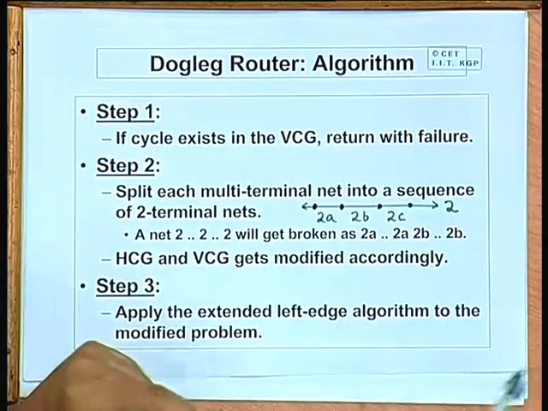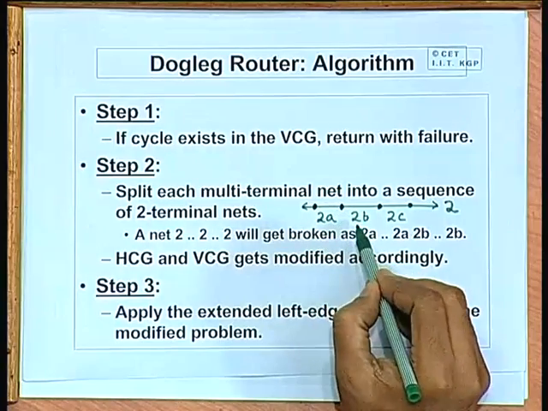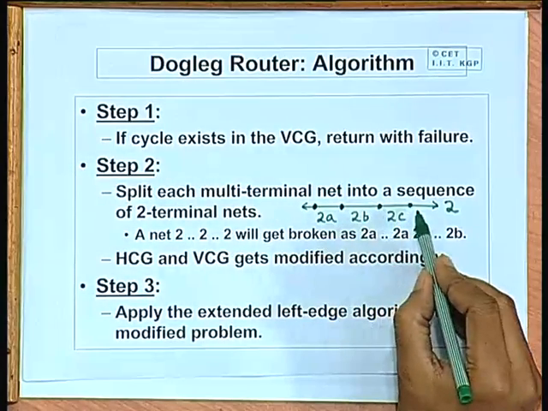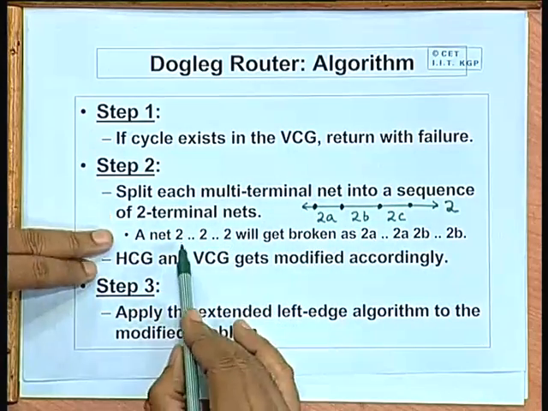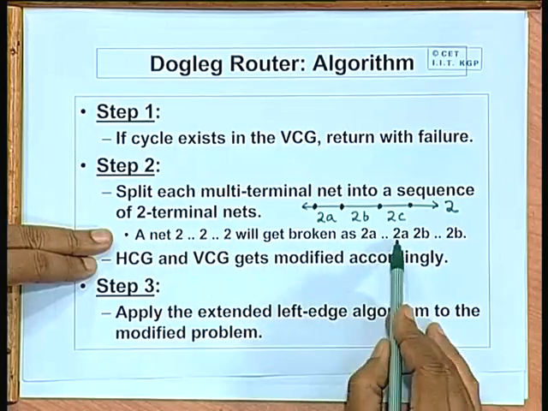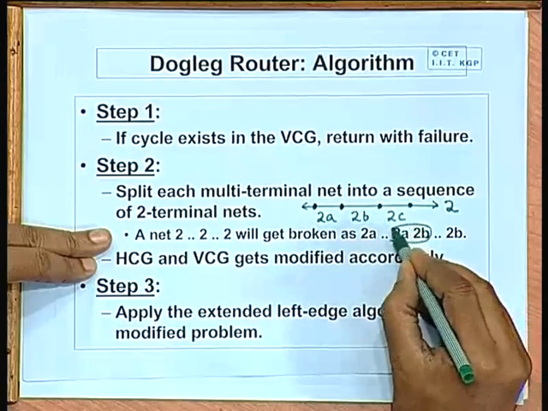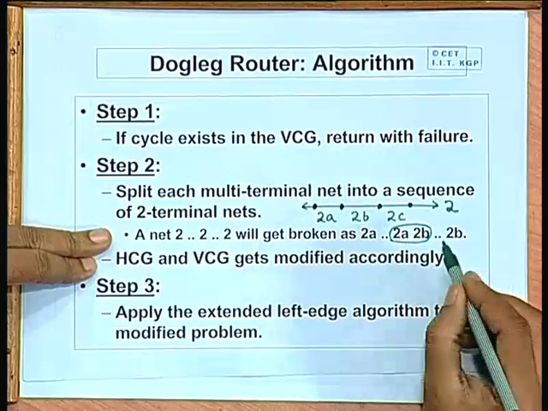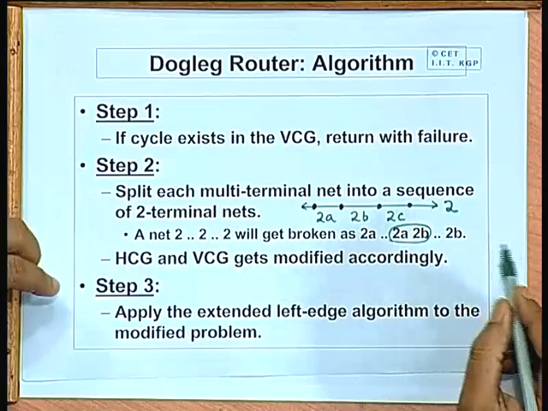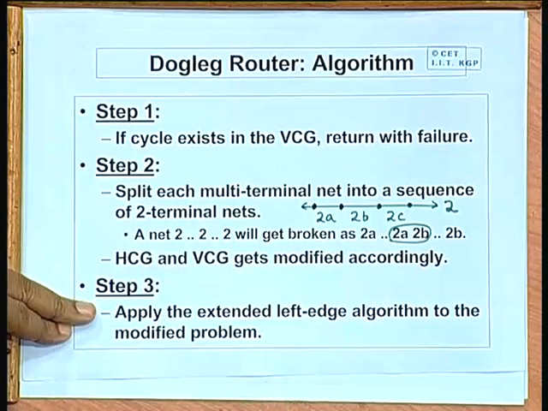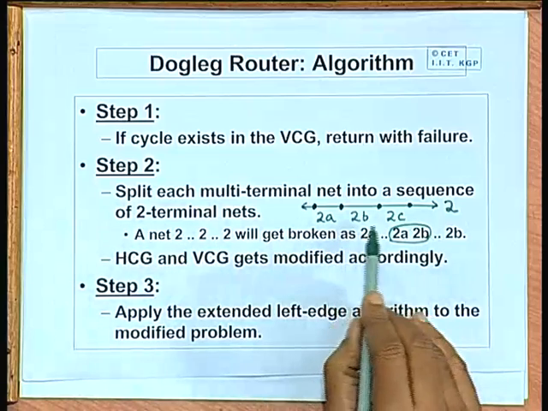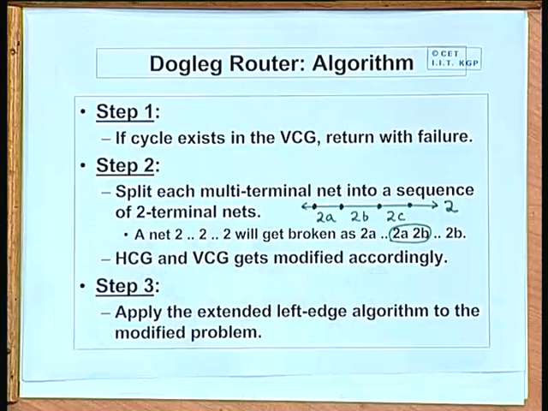For the second segment it will be labeled as 2B and 2B. So, some of the common terminals will sometimes be called 2A, sometimes called 2B. Similarly, the third segment will be called 2C and 2C. So, 2, 2, 2 will be broken up into 2A, 2A. This 2A and 2B are actually the same terminal, you are assigning 2 different labels to it. I will give an example shortly. And after you do this, you apply the extended left edge algorithm. Once you have broken this up like this, what do you get? Let us take an example, then I will tell you.